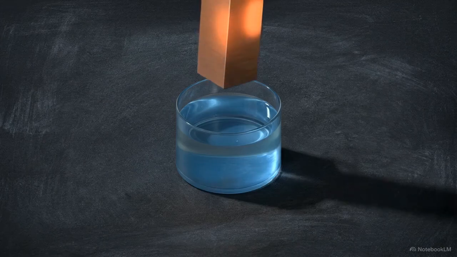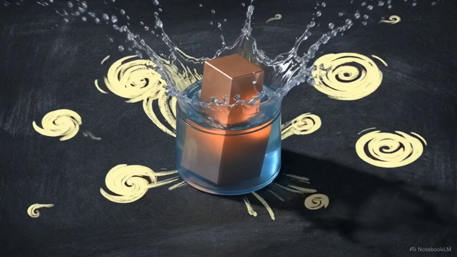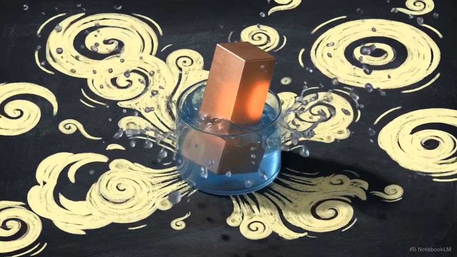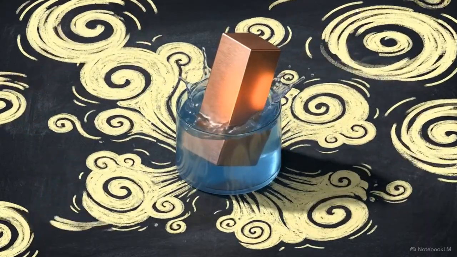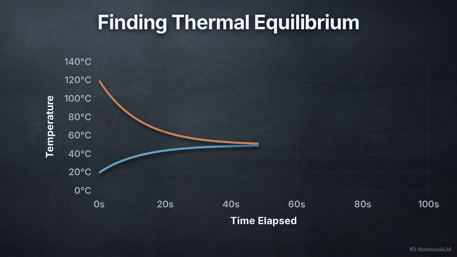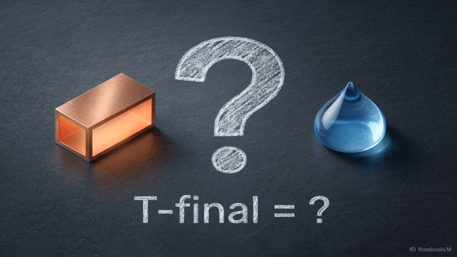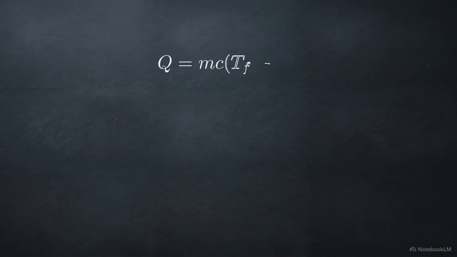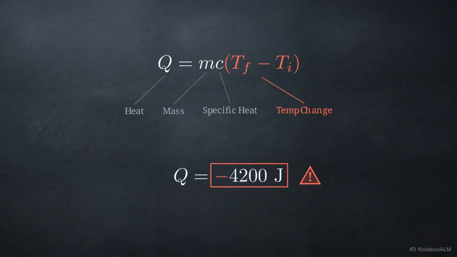Picture dropping a 120-degree piece of glowing hot copper metal straight into a cup of cold 20-degree water. The immediate question in calorimetry is figuring out where this system settles. What is the precise final resting temperature of the copper and the water? Standard formulas often yield negative temperature values, creating algebraic traps that derail the final calculation.